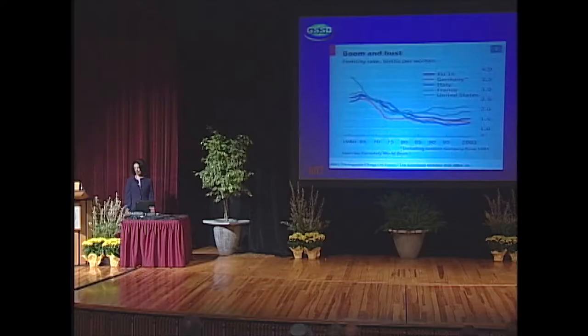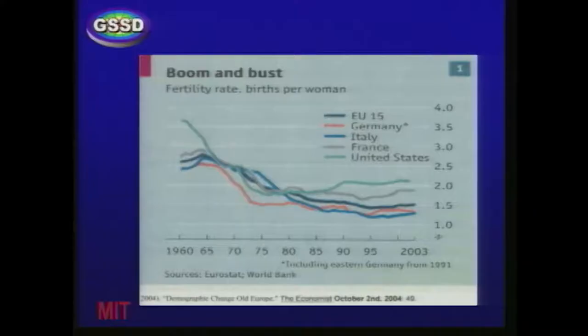So let's look at the fertility declines. What you see here is a fairly good representation of what we now understand to be a basic fact: in industrialized countries, the populations are not reproducing themselves. Now we consider that a problem. One could consider that a problem.